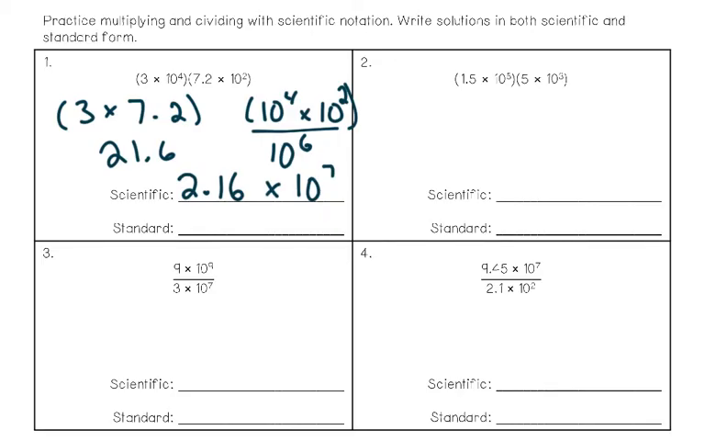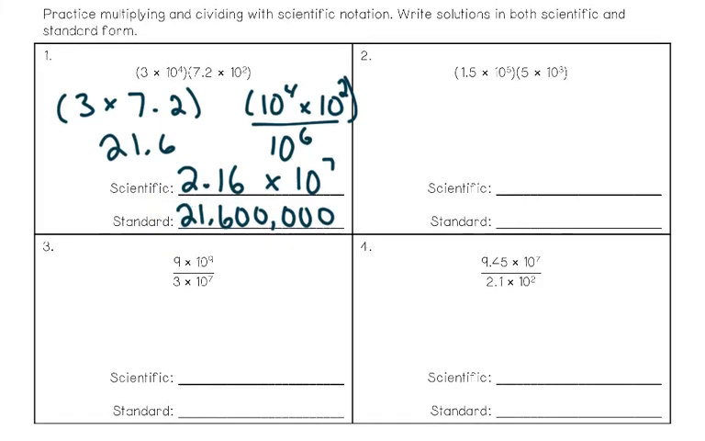And then just to make sure you understand how to convert from scientific notation to standard form, this next part is asking you to move that decimal 7 times to the right. When you do that, you get 21,600,000. So these are the same numbers, just written in different forms. Before we move on to division, why don't you go ahead and try number 2 by yourself. So pause the video, practice this by yourself, and then press play when you're ready to check.